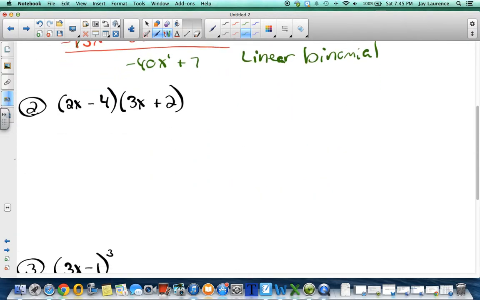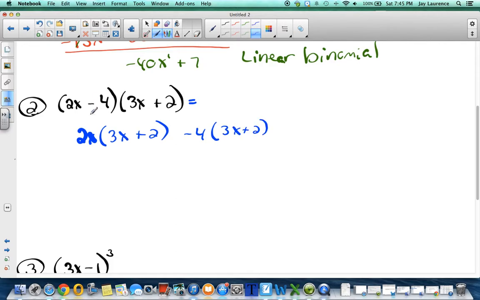All right, here on this one, remember I strongly suggested to many of you to write it out twice. So I'm going to do this problem as 2x, let me get to the skinny pen, times the quantity of 3x plus 2, and then minus 4 times the quantity of 3x plus 2.